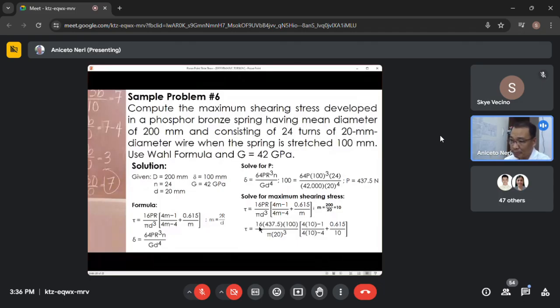So, it's 16PR over pi d cubed times 4m. M is 10. 2R, diameter, 200 over diameter sa wire 20, 10. So the stress is 31.886 megapascal.